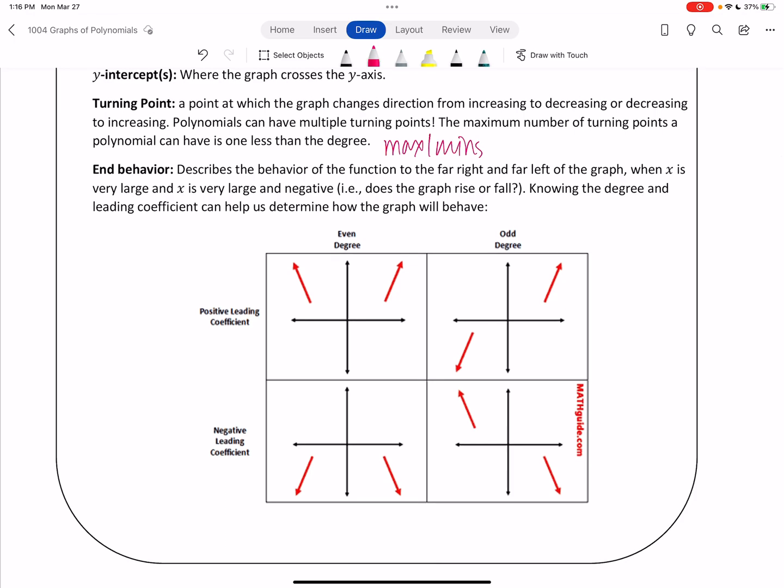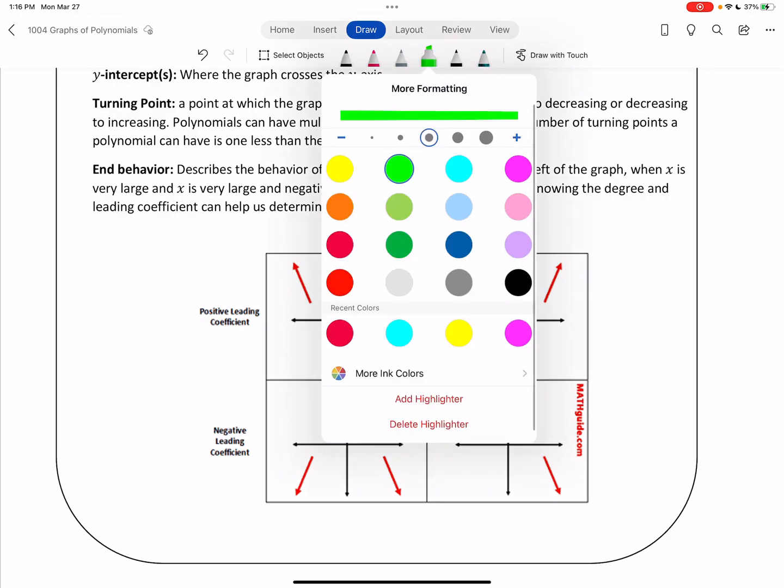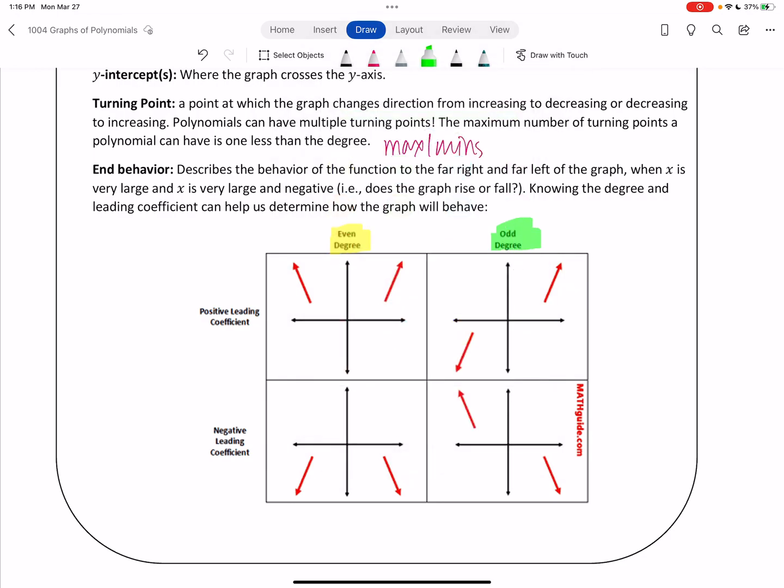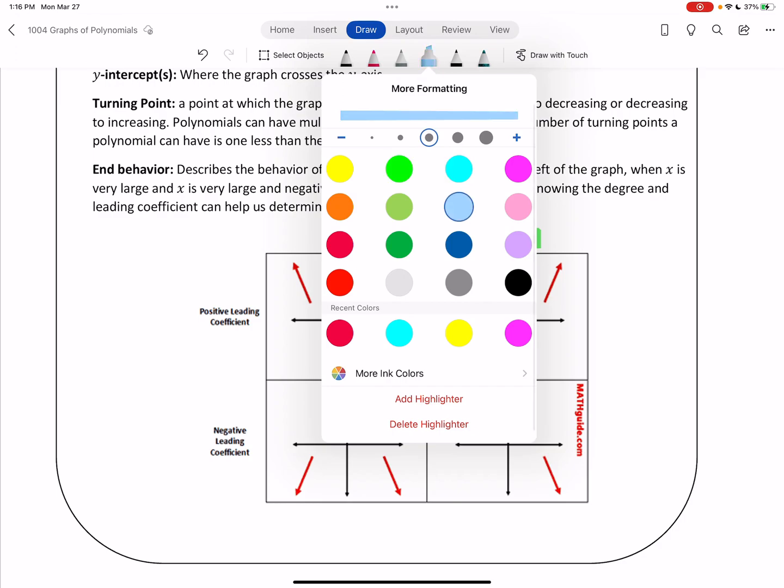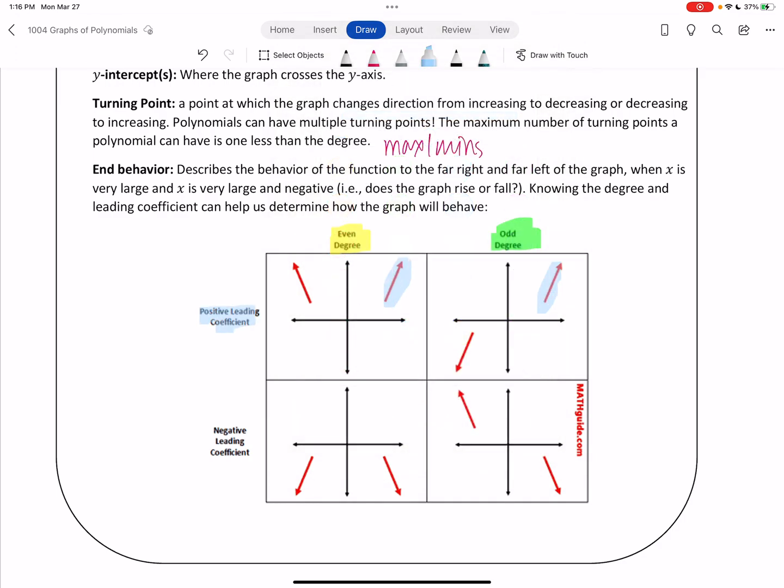If the degree is even, they go in the same direction. So these are both going up or both going down. If the degree is odd, they go in the opposite direction. One goes up, one goes down. If the leading coefficient is positive, then the right-hand side always goes up. So you can use that to describe the end behavior. Remember, we write it as x goes to infinity, y goes to infinity, or it rises on the right. And as x goes to negative infinity, y goes to negative infinity, it falls on the left.